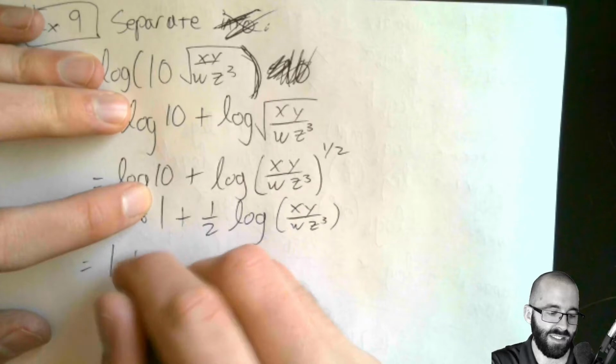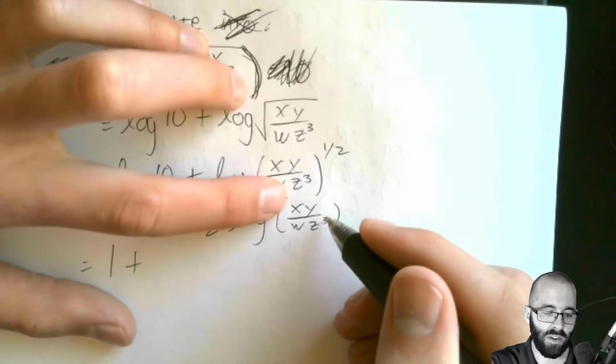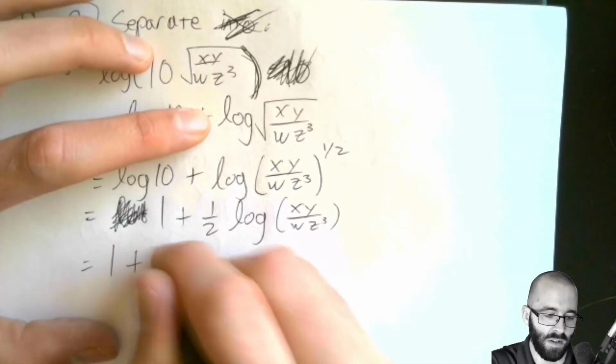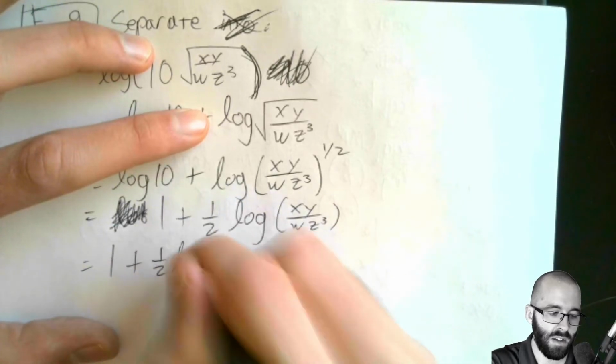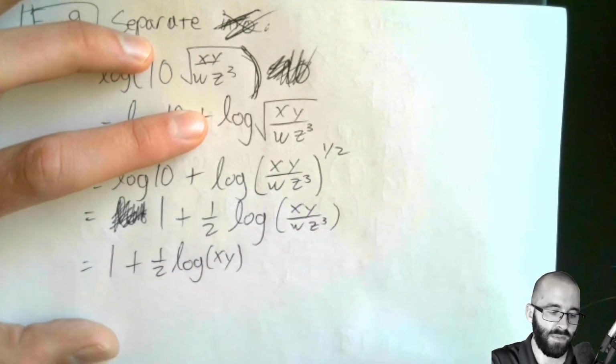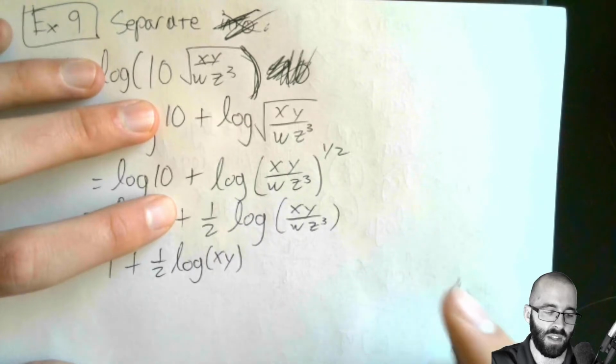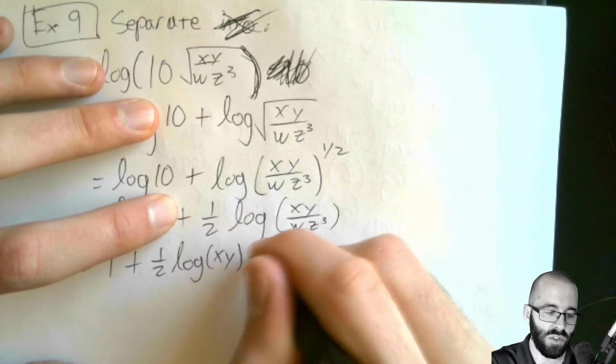So we have 1 plus. The logarithm of the top gets a 1/2. That'll be the log of x times y. The logarithm of the bottom gets a 1/2. And remember, it's the quotient rule, so we have to subtract.